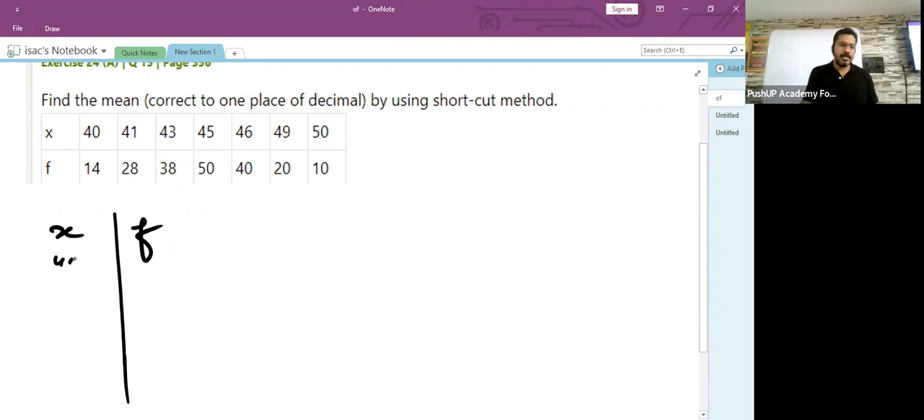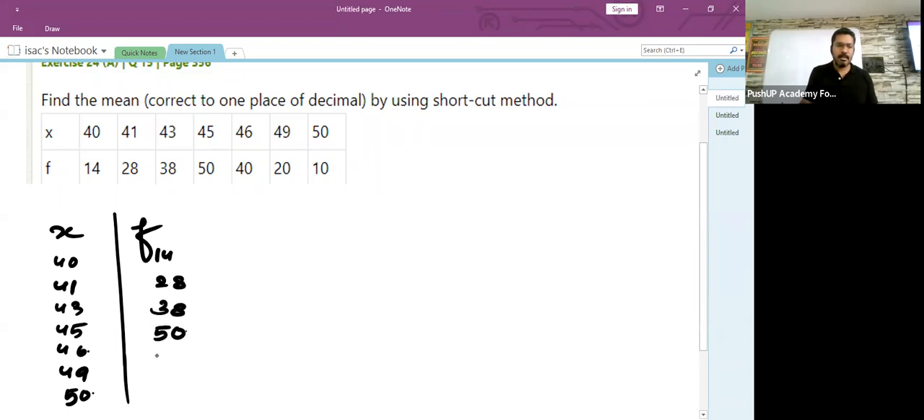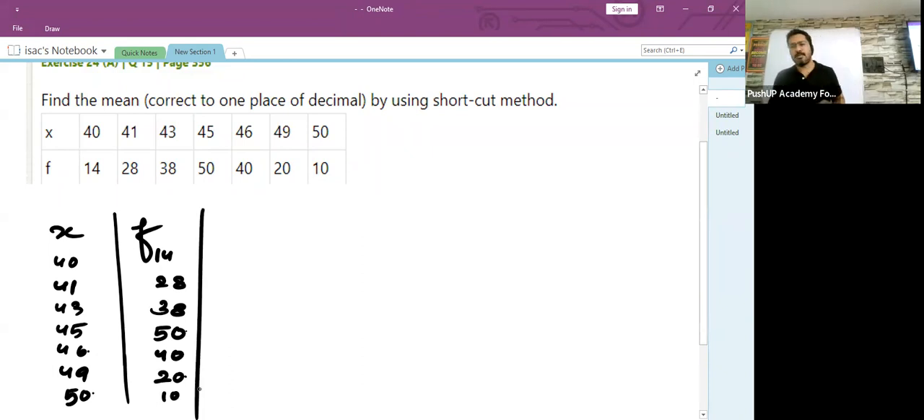So the X values are 40, 41, 43, 45, 46, 49, and 50. The corresponding frequencies are 14, 28, 38, 50, 40, 20, and 10. Okay, these are the corresponding frequencies.